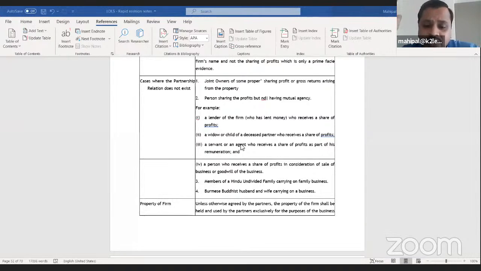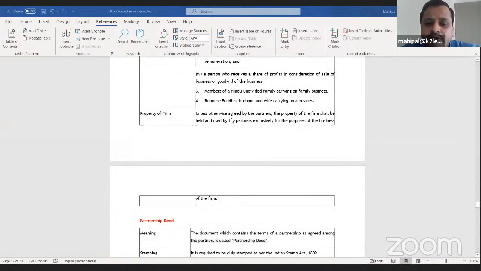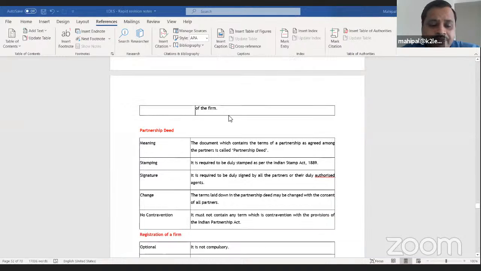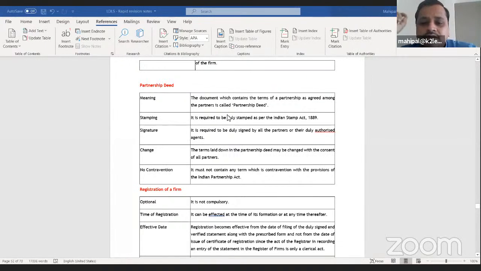Generally, HUF is not a partnership firm, and the business between husband and wife is also generally not treated as a partnership firm. Am I clear? Property of the firm: every property purchased by use of the firm's money is treated as the property of the firm. What is a deed? A deed is a document which contains the terms of the partnership as agreed among the partners. It is duly stamped as per the Stamps Act, duly signed by all the partners, and submitted. Any changes or alterations depend upon what kind of changes. It could be just an information or a re-registration.